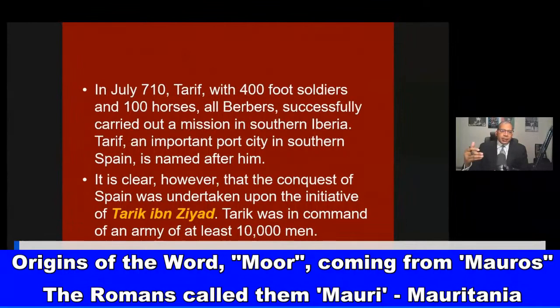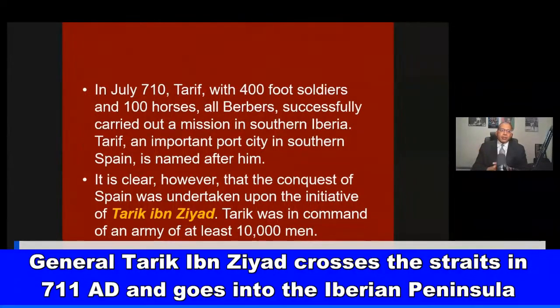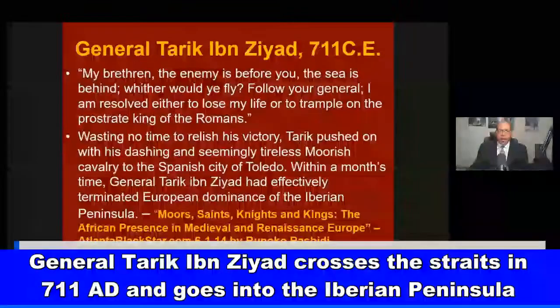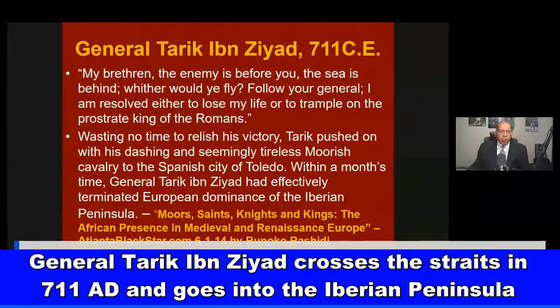In July 710, Tarif, with 400 foot soldiers and 100 horses, all Berbers, successfully carried out a mission in southern Iberia. That was the reconnaissance mission, to get the lay of the land and see what's going on. Then Tariq goes in 711 AD. Tarifa, an important city in southern Spain, is named after him. Then in 711 AD, Tariq ibn Ziyad goes in also, okay?